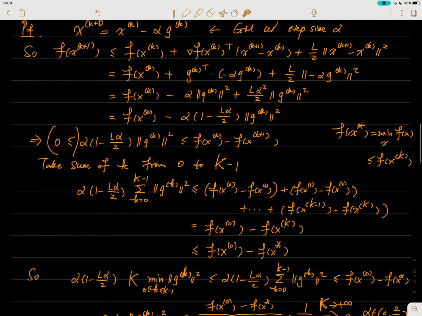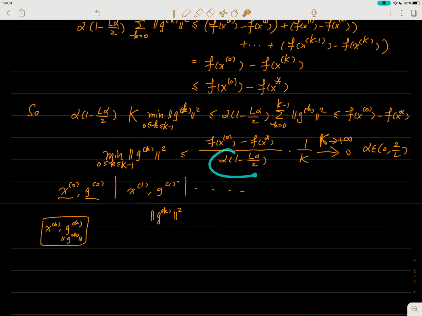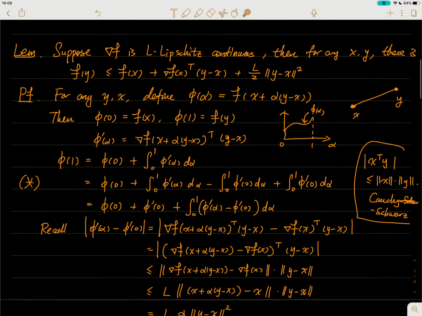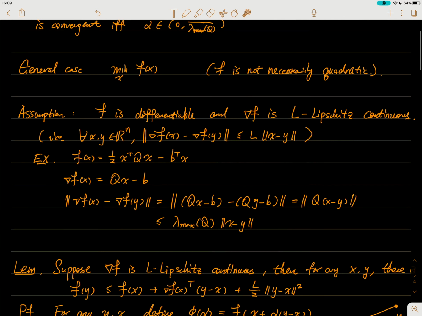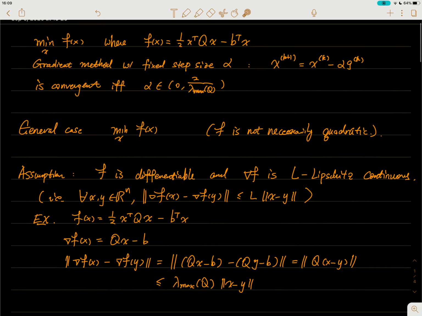Okay, so that's going back to what we proved earlier. Recall that for this to hold, I just need this to be positive, and for that to be positive, I just need my alpha to be between 0 and 2 over L. Okay, make this positive. So that's why at the beginning we said that if you choose this way, then this must be convergent. So this is a generalization of the very special case we considered in class, in the textbook, where it only applies to quadratic functions.